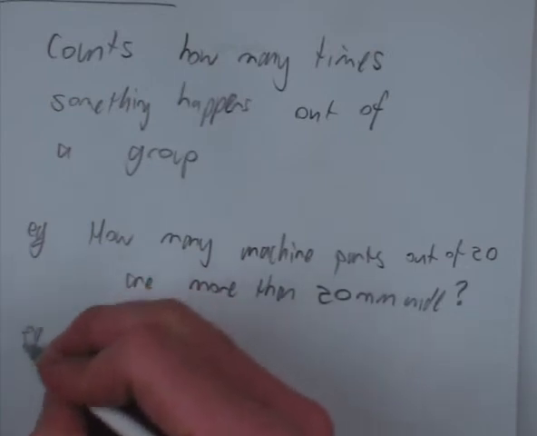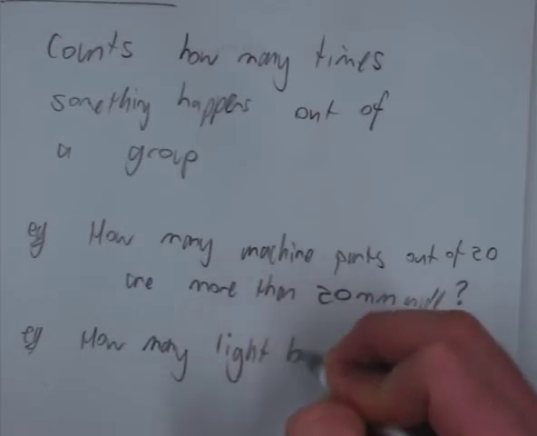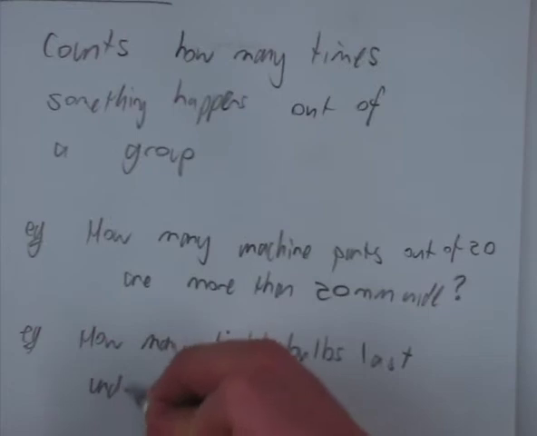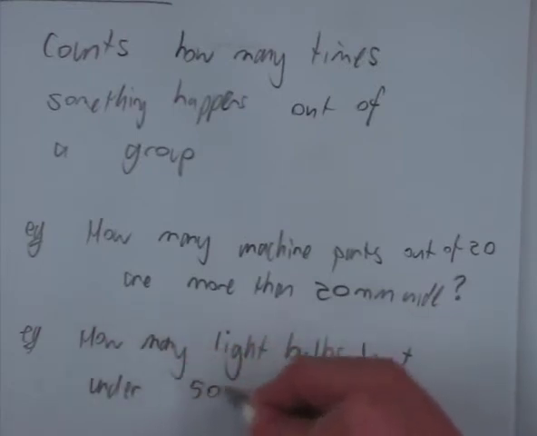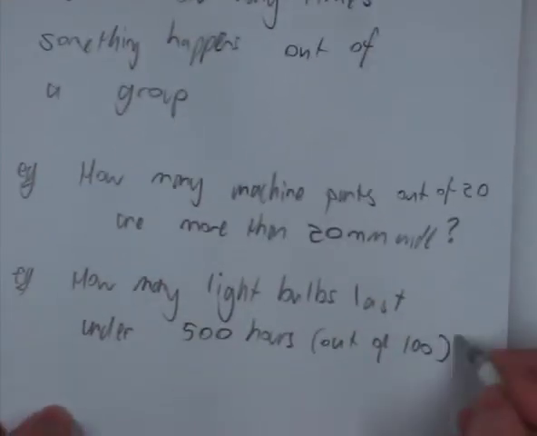Or how many light bulbs last under 500 hours out of 100. That sort of thing, that's what the binomial distribution is measuring. So if you can keep that in your head, it records a count. You're not measuring anything, you're counting how many times something happens, and really you're counting how many objects belong in a particular category.